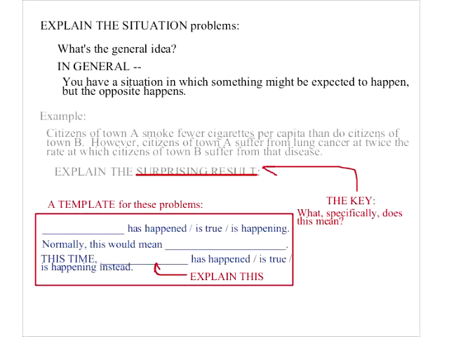Yeah, so the normally box is you would have less lung cancer, but let's start out from the first box. Blank has happened. You have a difference in smoking rates. Normally, a difference in smoking rates would mean more smoking would go with more cancer. However, this time it's the opposite. This time there's more cancer in the town with less smoking. Okay, this is precisely what needs to be explained.